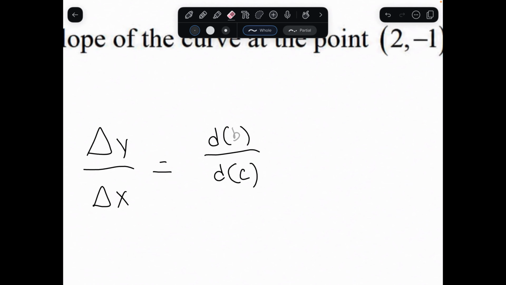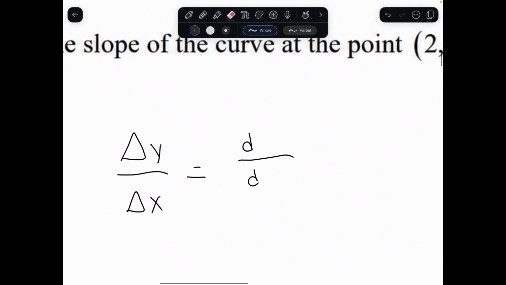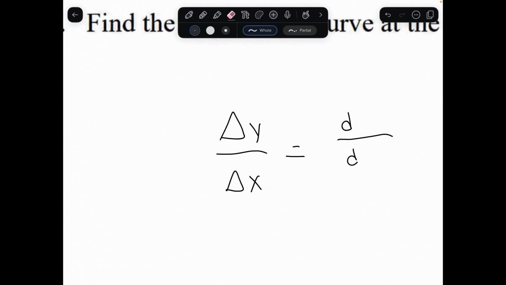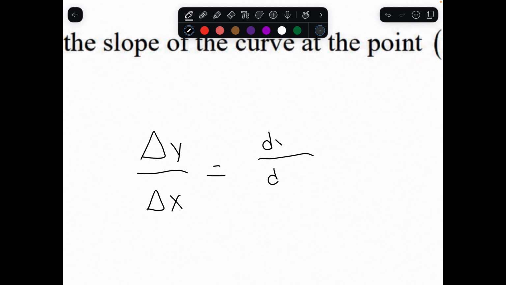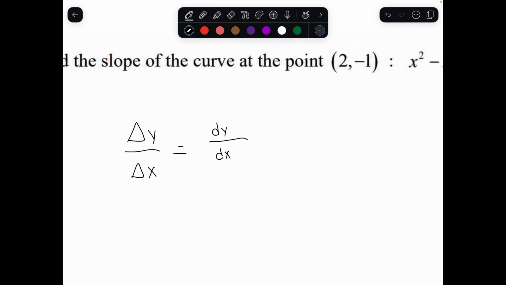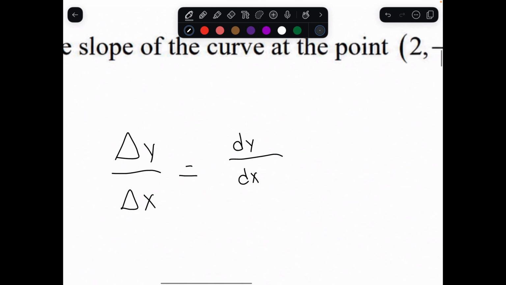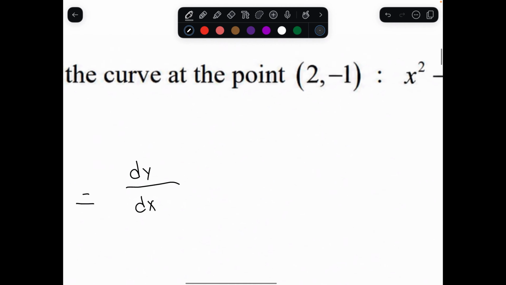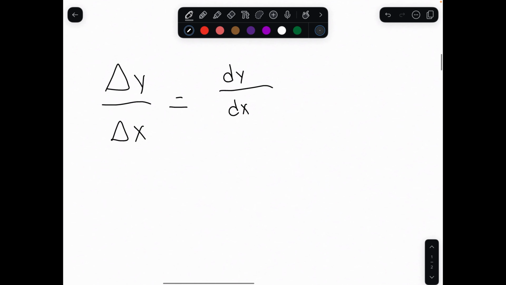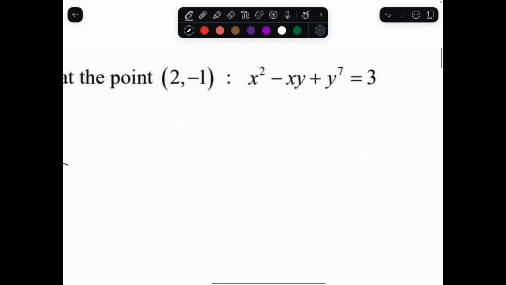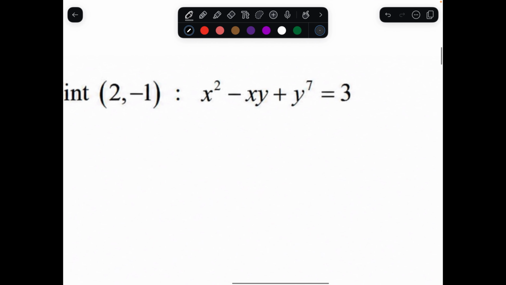Now let's apply that here. If we know that the change in y over the change in x gives you the slope, then in calculus notation it would be dy over dx. So for this problem, we want to take the derivative with respect to x. We are solving for dy/dx, and to find that, we have to take the derivative of this equation with respect to x.